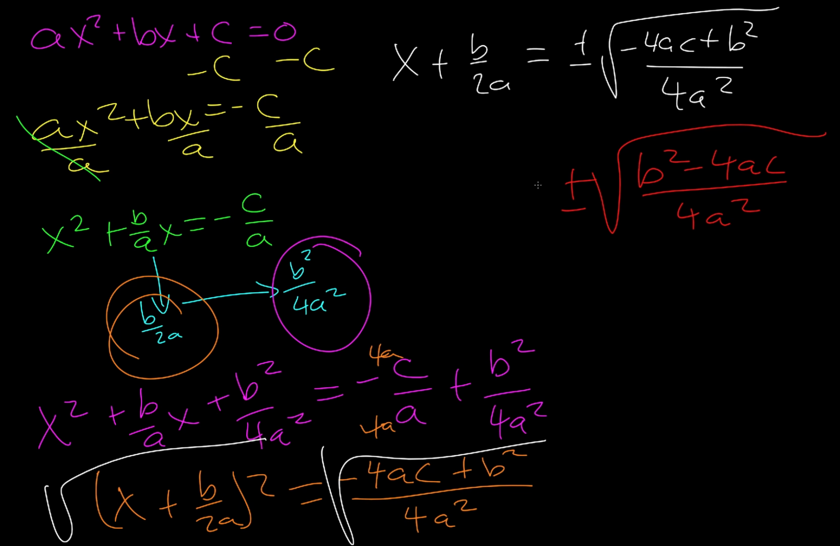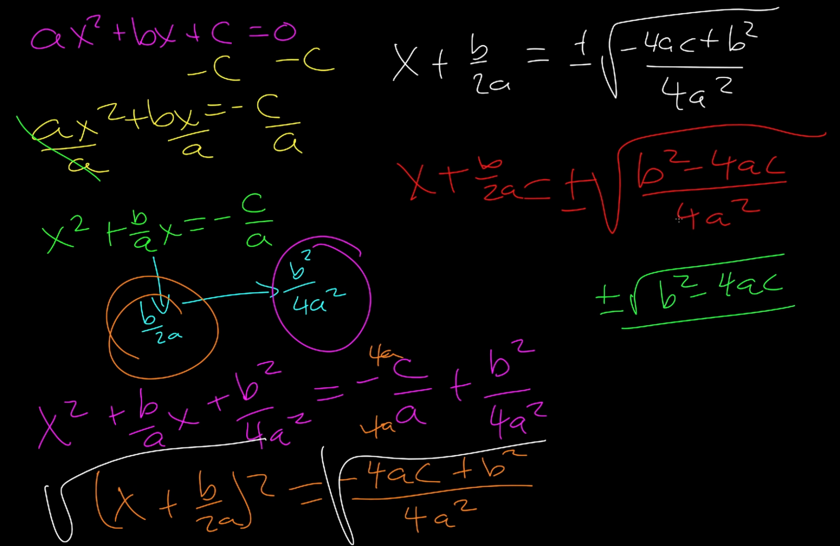Then I have my plus or minus, and I still have x plus b over 2a. Now I'm going to apply the square root to the top and the bottom. So the top can't go away. The top is still under the square root, b squared minus 4ac. Still have my plus or minus. But the bottom, if I square root the 4, it becomes a 2. If I square root a squared, it becomes an a. I still have x plus b over 2a on that side.